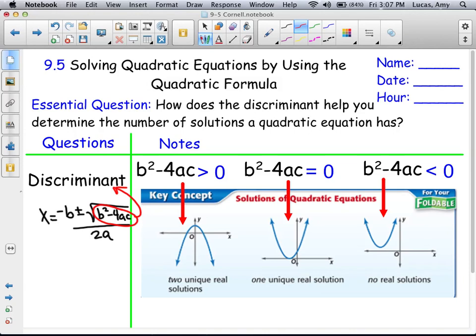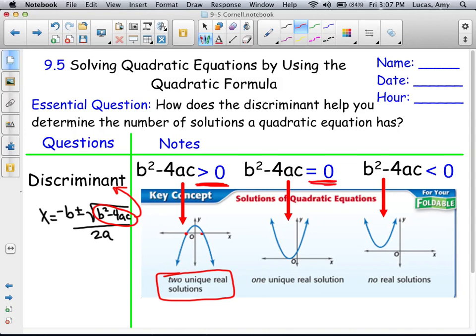If the discriminant is greater than 0, so if it's a positive number, anything greater than 0, there are going to be two unique real solutions. And those two solutions, remember, on the graph would be the x-intercepts. So this graph of the quadratic shows that it crosses the x-axis twice.